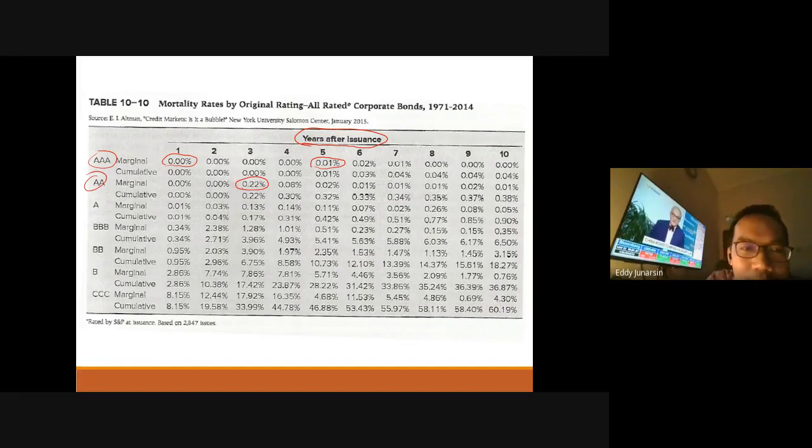Very safe. But interestingly, you see this one, triple C. There are 8.15% of the securities that defaulted after 1 year. 8% is quite high, right? Quite dangerous.